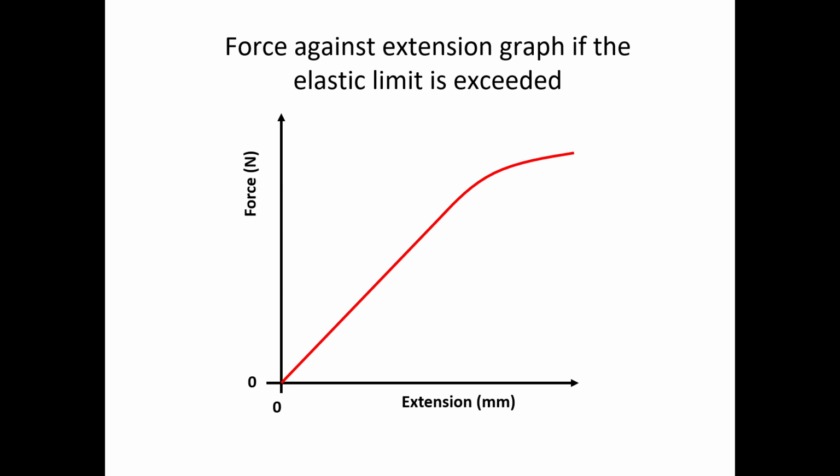So that's what it would look like. If the elastic limit is exceeded, it will deviate from being a straight line there. Sometimes you might have to label where the elastic limit is, so it's where it starts not being straight.